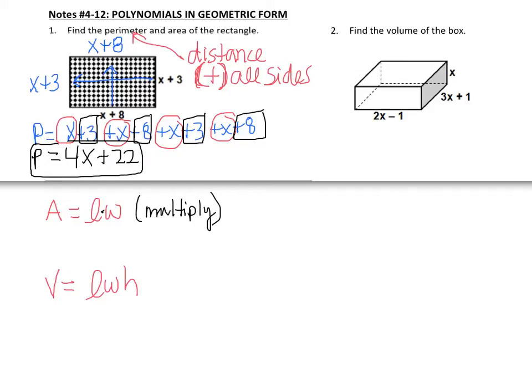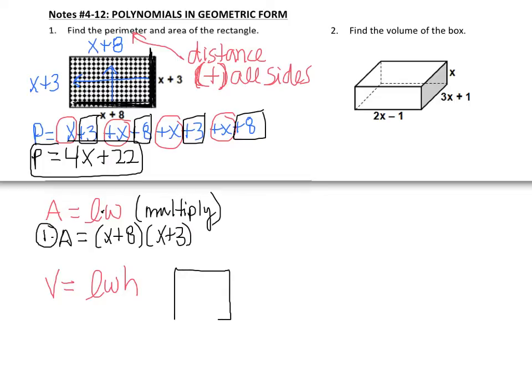Now for your area on number one, you're going to do length times width. It really doesn't matter which side you make the length, as long as you're looking at a right angle. So one of these sides at the right angle has to be a length and one has to be a width. So I'm going to take the x plus 8 and multiply it by x plus 3. That means I need to make a box, use the box method. On one side I'm going to put x plus 8, and on the top I'm going to put x plus 3.